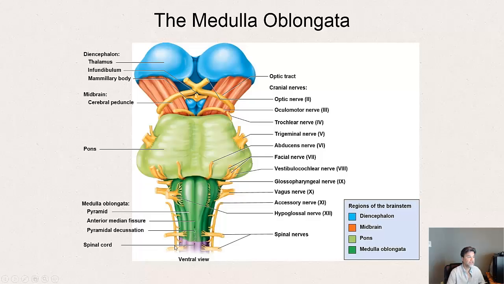We also see lots of these structures. These are called cranial nerves. There are 12 pairs of them, and we'll be discussing them in the last video or two of this chapter. Next, we'll be looking at the pons, and in the future, the midbrain and diencephalon.